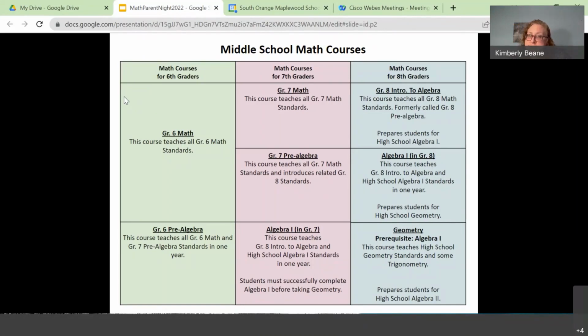To say Common Core standards or to say the New Jersey math standards, really the same thing, only a few words changed here or there, nothing of significant consequence. So if you look at the grade 6 column, grade 6 math contains all of the standards that the state and the nation has determined all 6th graders should learn in mathematics.